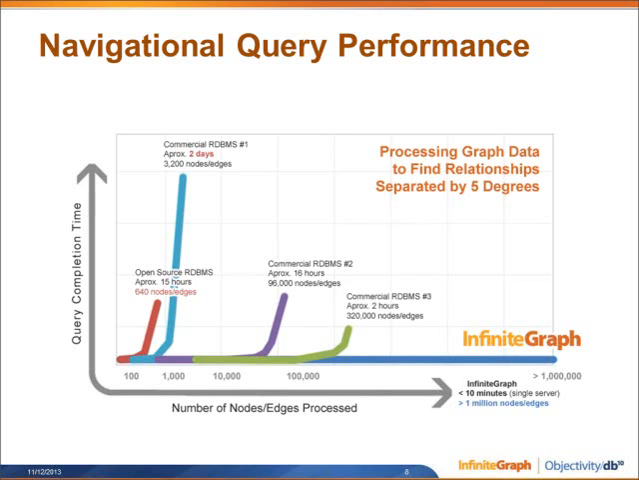And we didn't put any names, but for open source and commercial RDBMS, you can see basically how it performs as the number of nodes and edges processed goes up. It blows up. So that's why people are looking more at specialized databases, specifically graph databases. And as you process more data, you want to see this kind of flat performance.